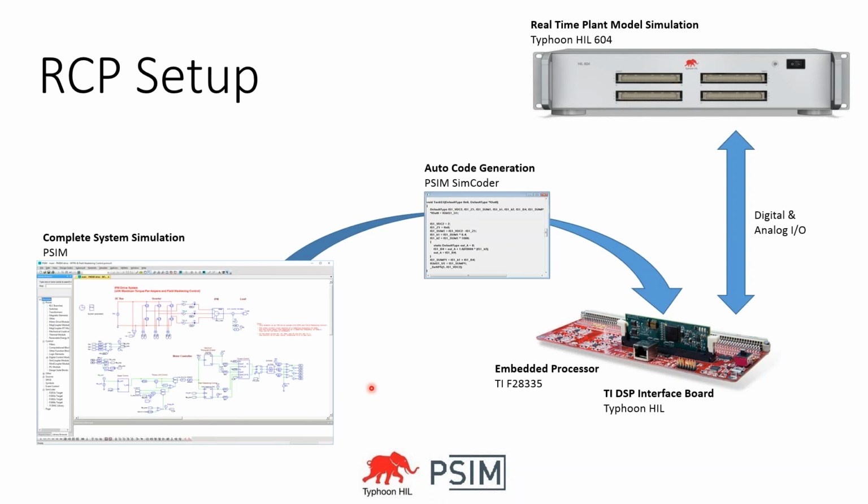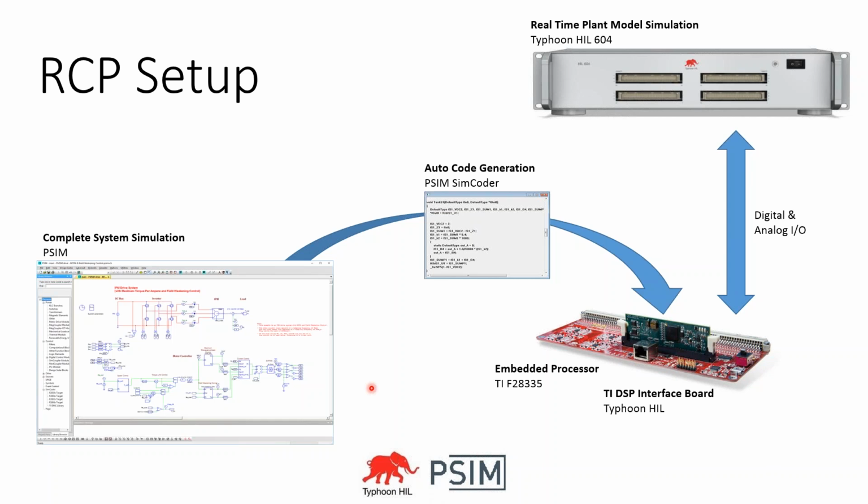So today we're going to have this setup here. We'll have the complete system simulation in PSIM, and we'll be doing a couple of different models where we can show you some open loop and closed loop, and Albert will be able to talk on those some more. We'll do some automatic code generation, also using the PSIM SimCoder. We're going to be taking these simulations and generating code down onto that TI embedded processor, the TI F28335. This card is going to be hooked up onto a TI DSP interface board provided by Typhoon HIL.